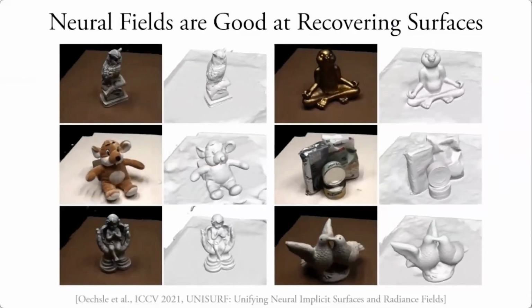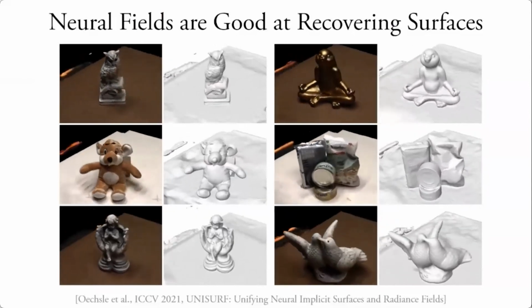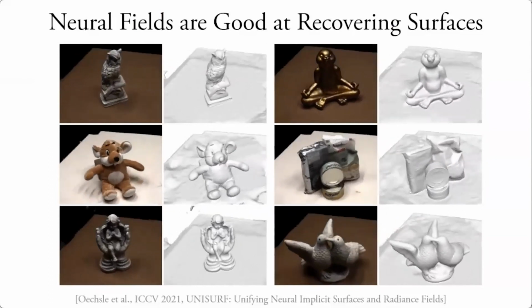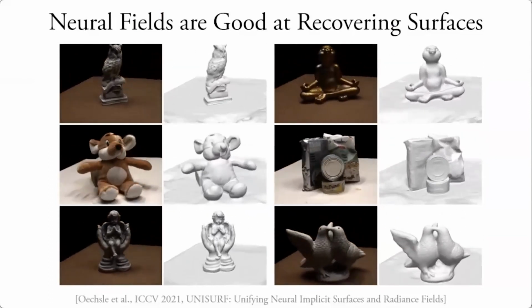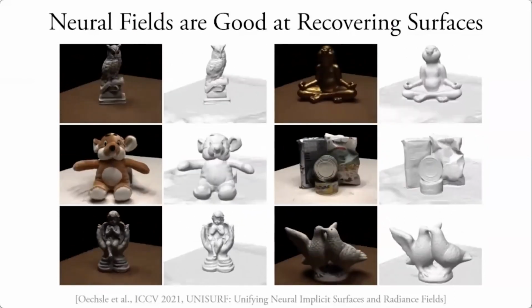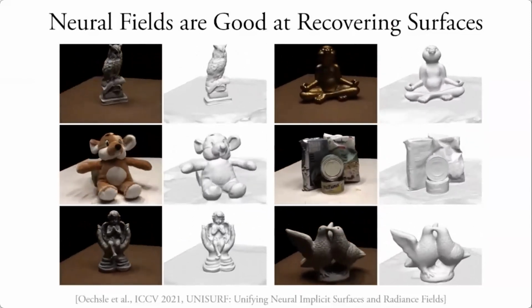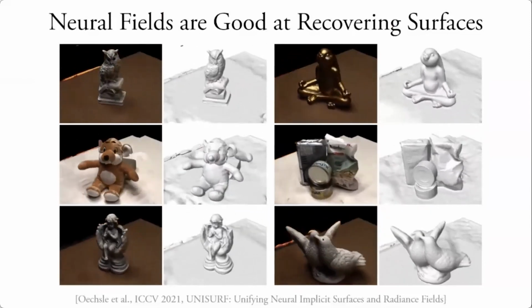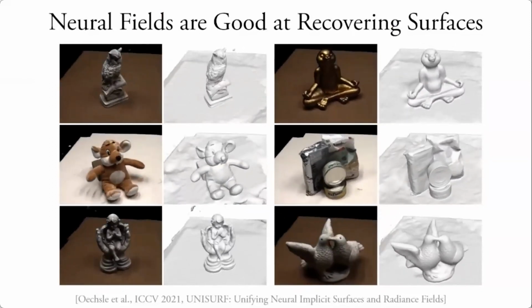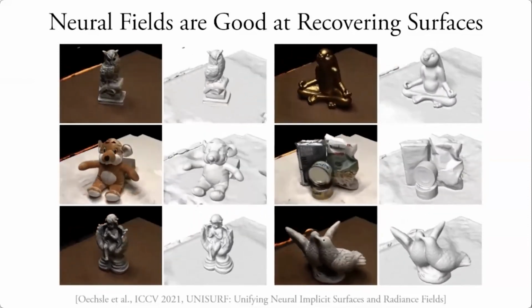Another application that you might use neural fields for is recovering the surfaces of objects. Work from Ursula and colleagues at the International Conference on Computer Vision last year, called UNISURF, produces these high-quality surface reconstructions of objects within a capture studio. And so different representations, such as these radiance fields or these signed distance functions, as shown here, can both be reconstructed with these neural field methods.